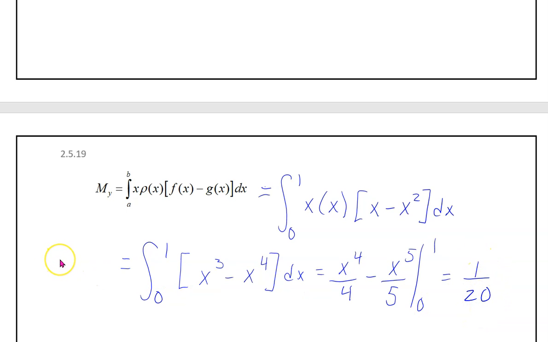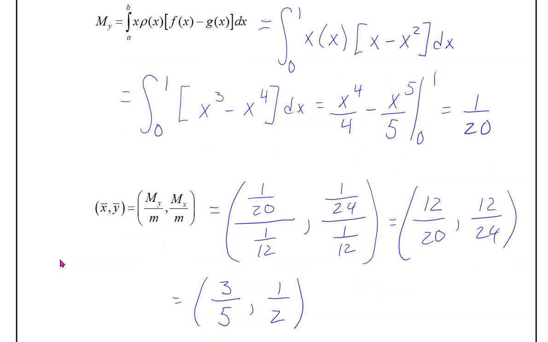In order to find the center of mass, we take the moment in each direction and divide by the total mass. The x bar is given by the moment in the y direction, the tendency to rotate off the vertical, which will affect the x coordinate, and divide it by the total mass, 1/12. This reduces to 12/20, which becomes 3/5.